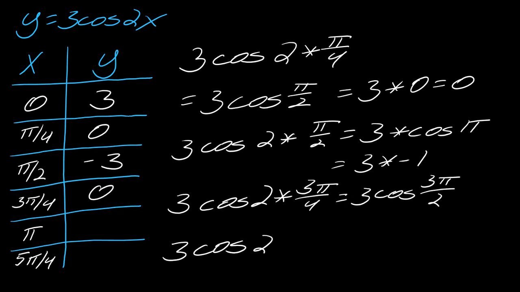And then 3 cosine of 2 pi, that's going to be just 3 times 1, so this is just going to be 3. And then I know that at 5 pi over 4, it's going to repeat this pattern up here. If I just think about it for a second, it's going to repeat that pattern, so this will go back to 0, and the period starts over again. Okay, so now we can go ahead and make our graph.